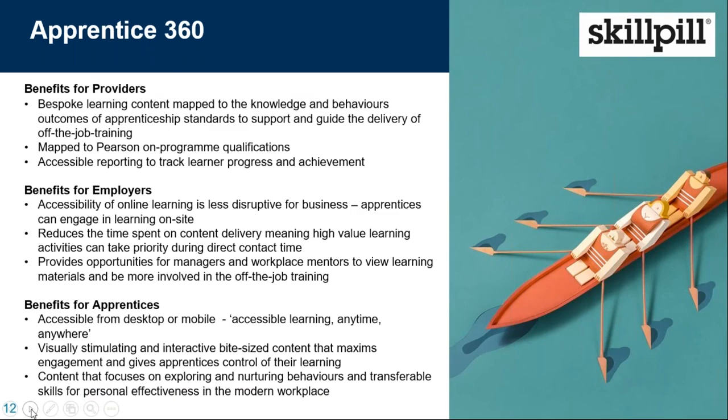So what are the benefits of this Apprentice 360? It's bespoke learning content that's been mapped to the knowledge, behaviors and outcomes of the apprenticeship standards. So it guides you, like I've been saying all along, in the delivery. It helps you to plan and to make use of these resources in your planning and delivery of the on-program content, whether it's a qualification or a non-mandatory, optional qualification. So you can pick and choose what is required. Some of it you may use and some of it you may not, but it really aids you. It's mapped to the Pearson on-program qualification.